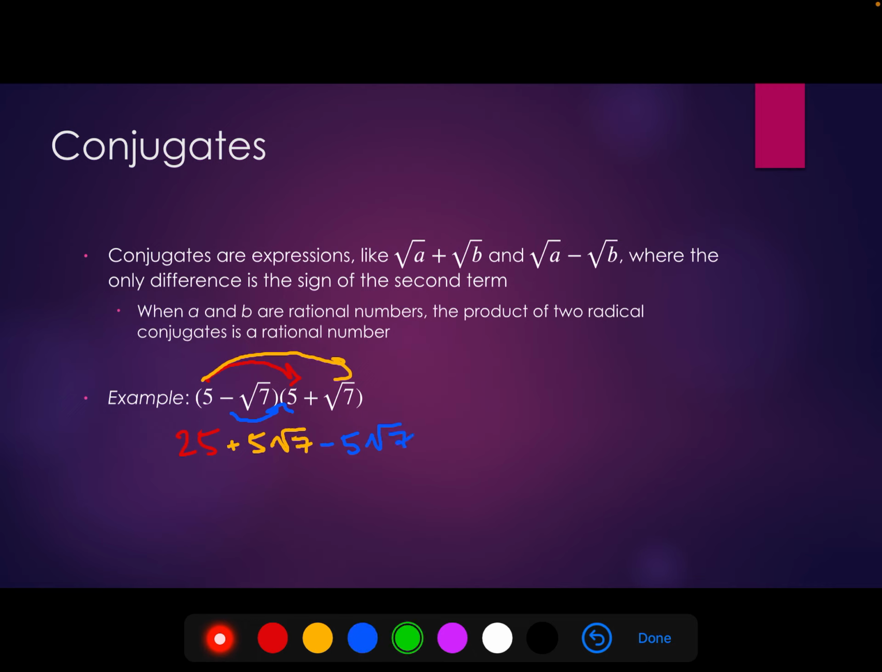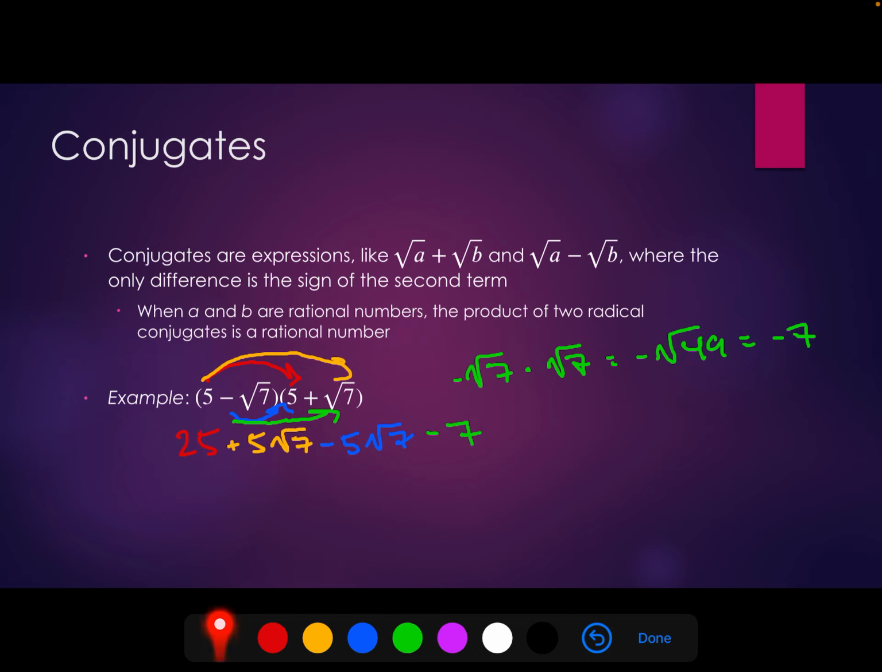And now we have our two last terms. The negative square root of 7 times the positive square root of 7. Well, if we take a look over on the side, negative square root of 7 times the square root of 7 is going to equal the negative square root of 49. And that's just equal to negative 7. So we'll add on here, minus 7.